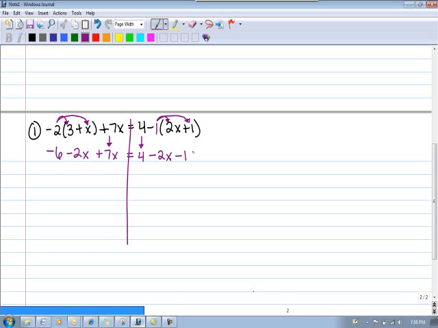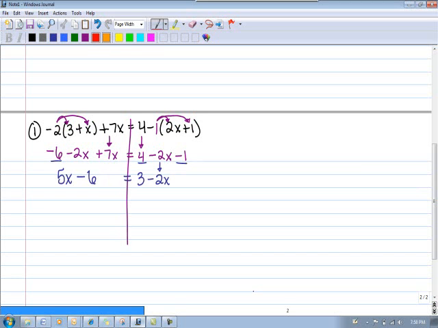Alright, there are no parentheses anymore, so I'm going to collect like terms. On the left side, I have -2x plus 7x, so that's 5x. And then I'm going to bring down that -6. Equals, on the right side, I have 4 minus 1 is 3, and I'm going to bring down that -2x.